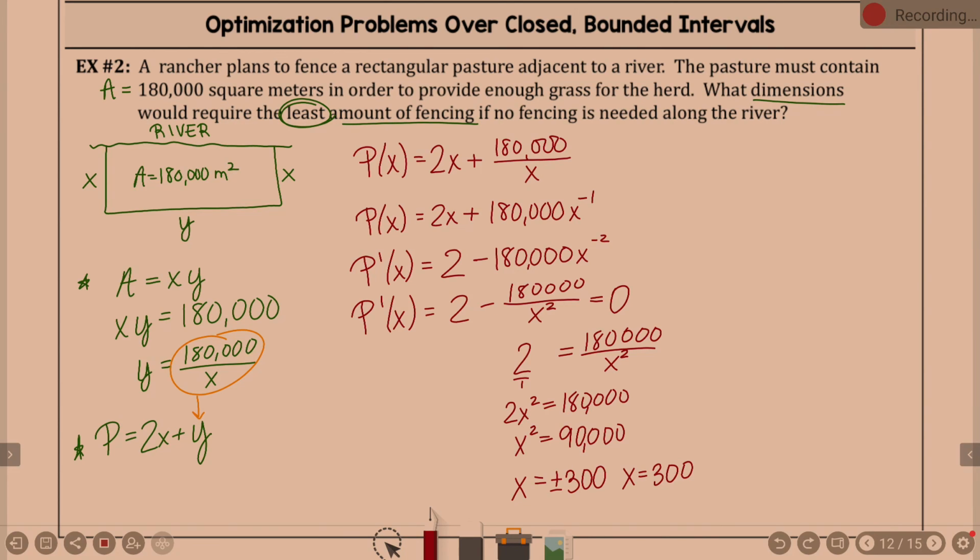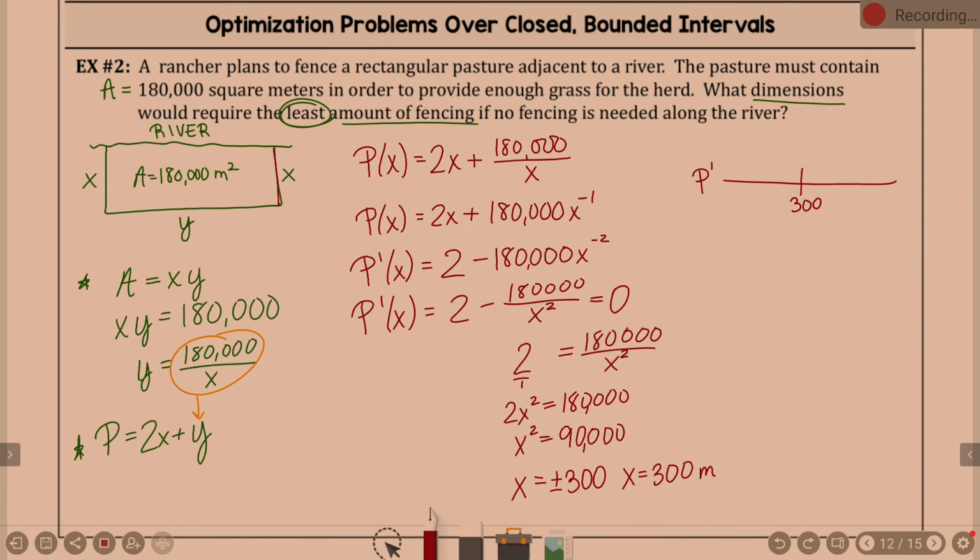Now, what is this? This is my 300, technically 300 meters. This is my width, right? Assuming, is it truly the least amount of fencing? Is it truly a minimum? So should I do a quick check? I probably should do a quick check.